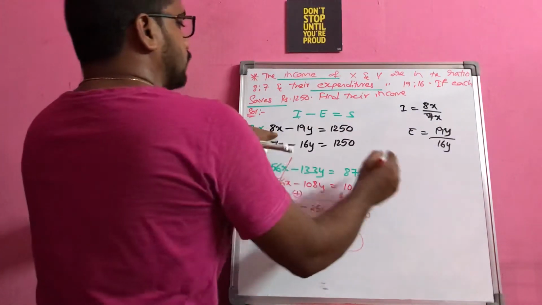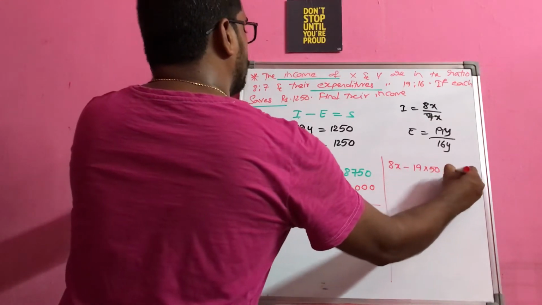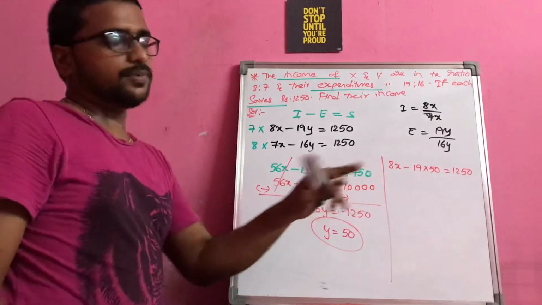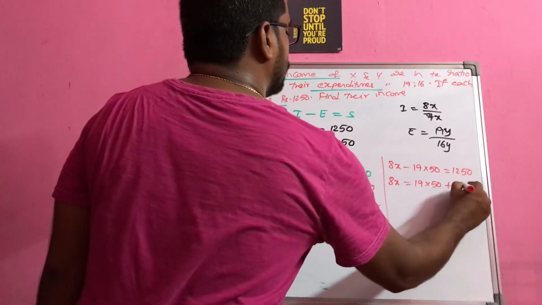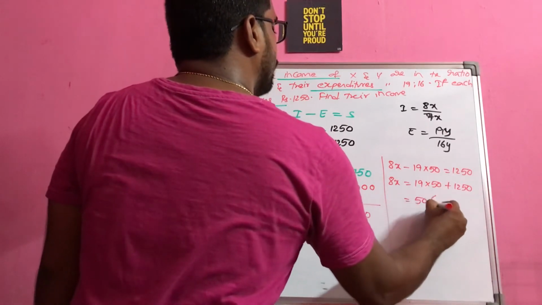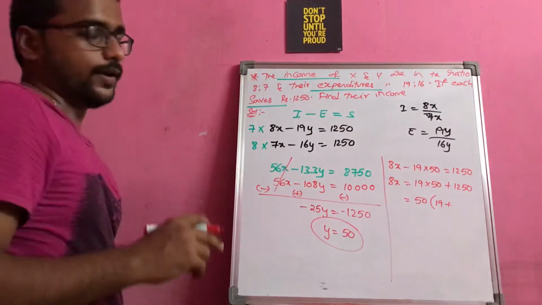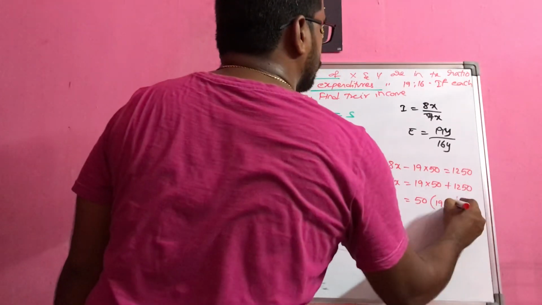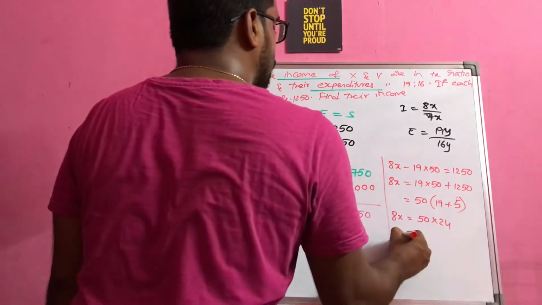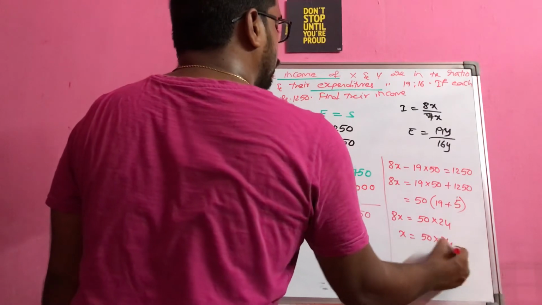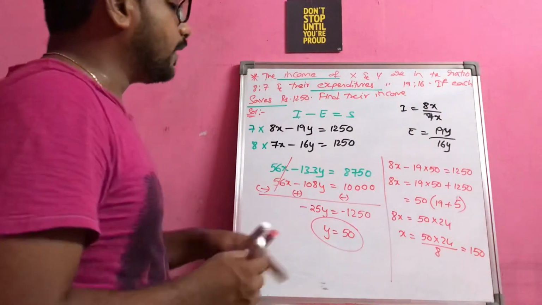So y equals 50. If you substitute here, I will get 8x minus 19 into 50 is equal to 1250. I am not going to simplify this. Why? Because if I send this to the other side, 19 into 50 plus 1250, I can take 50 as common. Then I will get 19 plus 25, since 50 into 25 gives 1250. So 8x is equal to 50 into 24. On further simplification, 50 into 24 by 8 gives you 150. So x is 150 and y is 50.